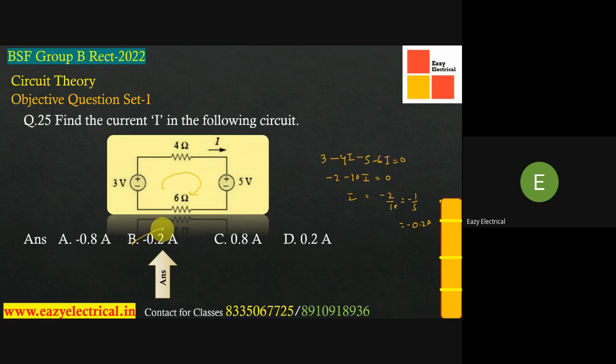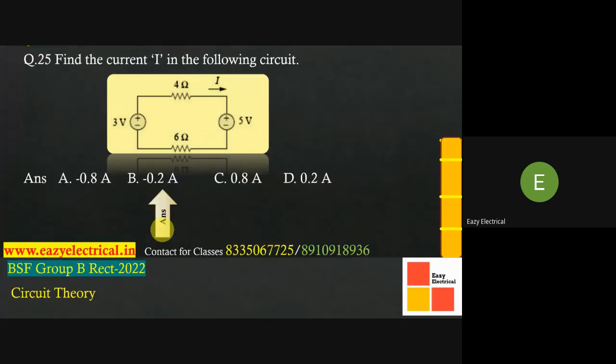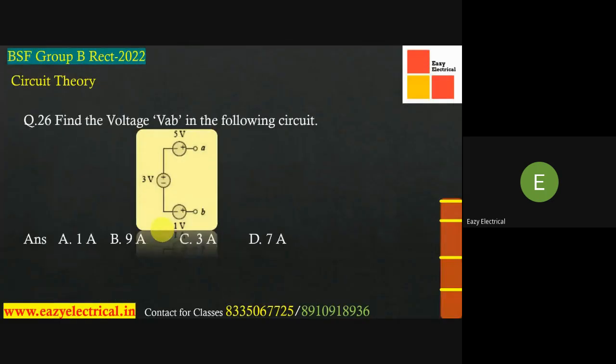ঠিক আছে? এই রকম কোশ্চেন কিন্তু তোমরা পরীক্ষা পাবে, একদম যেরকম কোশ্চেন দিচ্ছি সেম রকম। এখন তো এটা কি হবে? ফাইন্ড দা ভোল্টেজ ভিএবি ইন দা ফলোইং সার্কিট। এই সার্কিটে ভিএবি বার করতে বলেছে। হোয়াট ইজ ভিএবি? ভিএবি কত হবে?